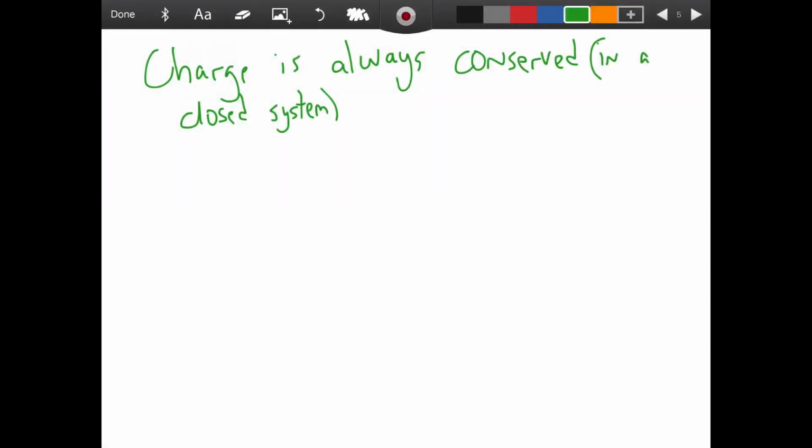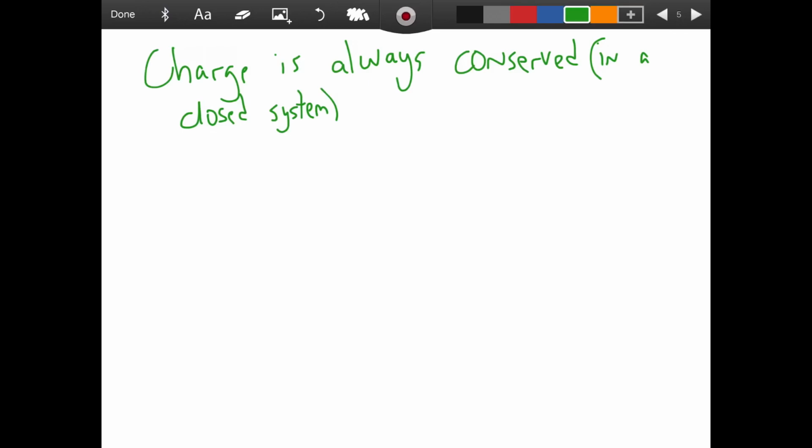We talked a little bit about charge. Let's move on to transfer of charge. Remember, there is a law of conservation of charge, meaning charge cannot be created nor destroyed. And charge is always conserved as long as it's a closed system, which basically all the examples we're going to look at and have looked at have been closed systems.